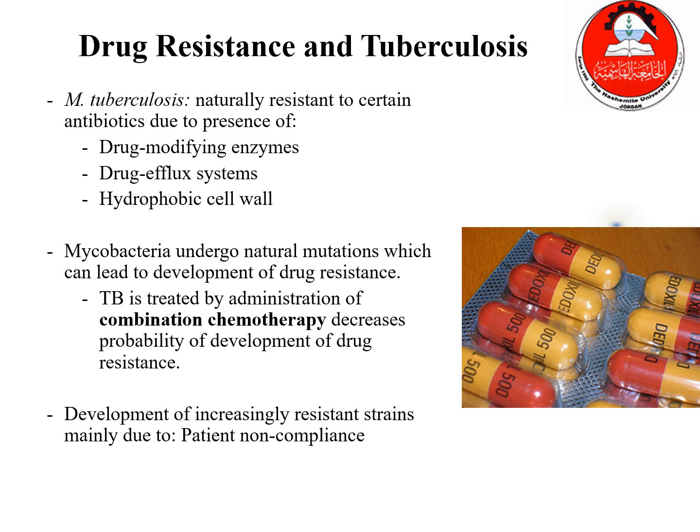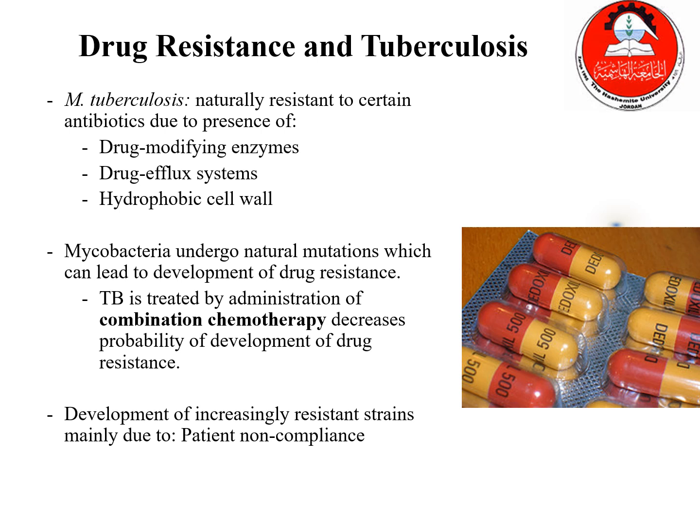Also, there's a problem that has emerged in the treatment of those who are infected with Mycobacterium tuberculosis, which is drug resistance. We have strains of Mycobacterium which are able to produce drug modifying enzymes and a drug efflux system that kicks the drug out, and also have a hydrophobic cell wall. So mycobacteria undergo natural mutation which can lead to the development of drug resistance. TB is treated by administration of a combination of chemotherapy, which decreases the probability of developing drug resistance.